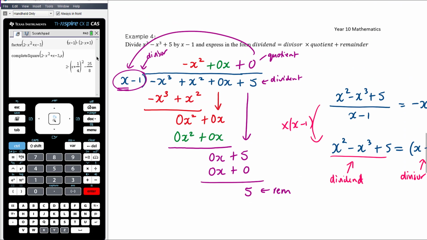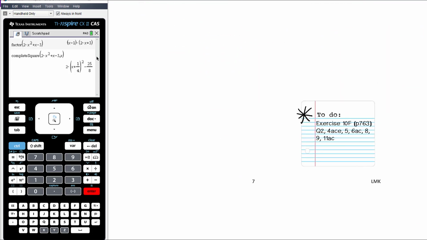Okay, practice today is again an exercise from your textbook, exercise 10F. That's the list of questions that I would like you to do.